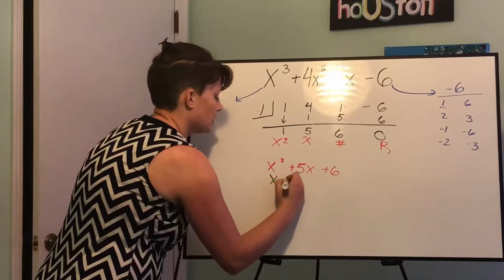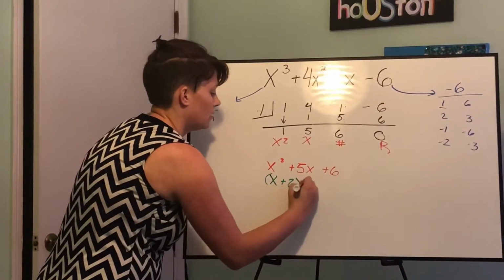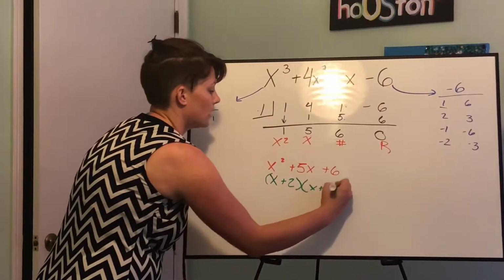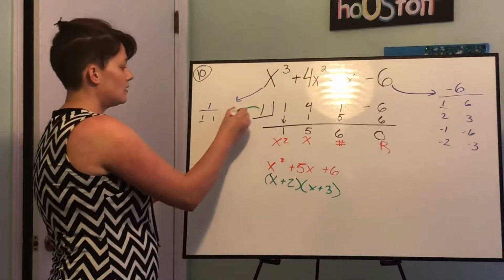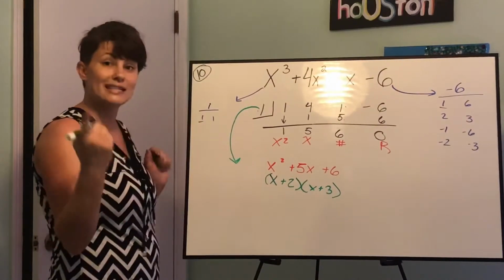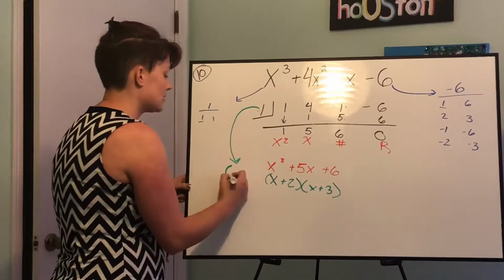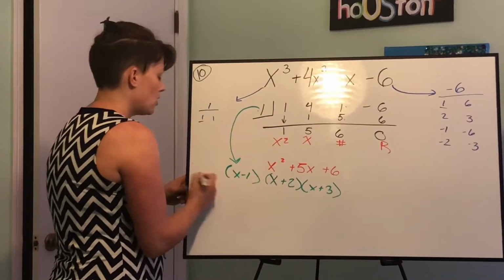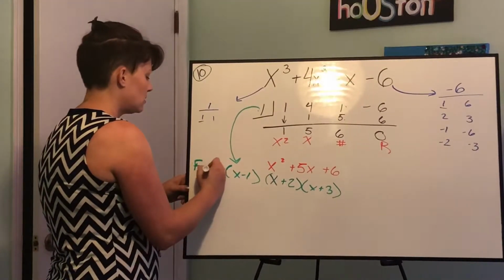So x plus 2, x plus 3. Then we also want to bring back in this root here. Remember, when it's in its factored form, it's the opposite sign, so x minus 1. So these are our factors.